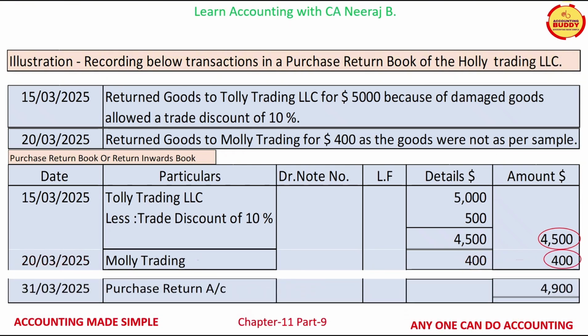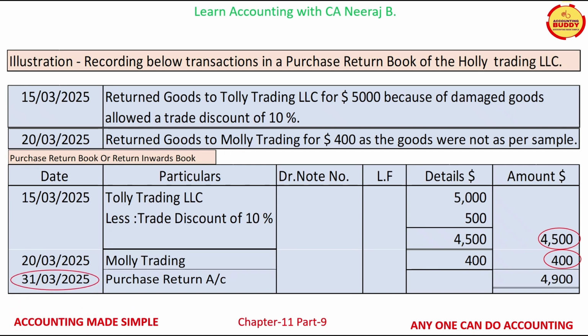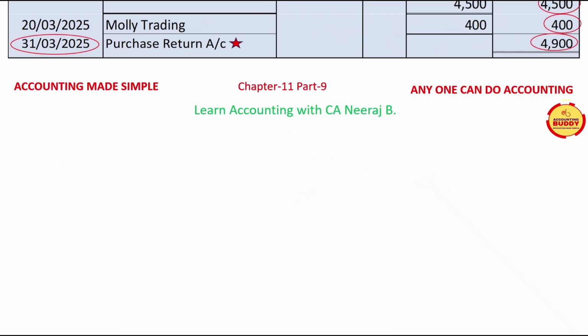On the last day of the month, that is 31st March 25, the purchase return book is totaled and it comes to $4,900 in the given illustration. Since the total value will be posted to the credit of the purchase return account, the words by purchase return account is written under the particulars column.